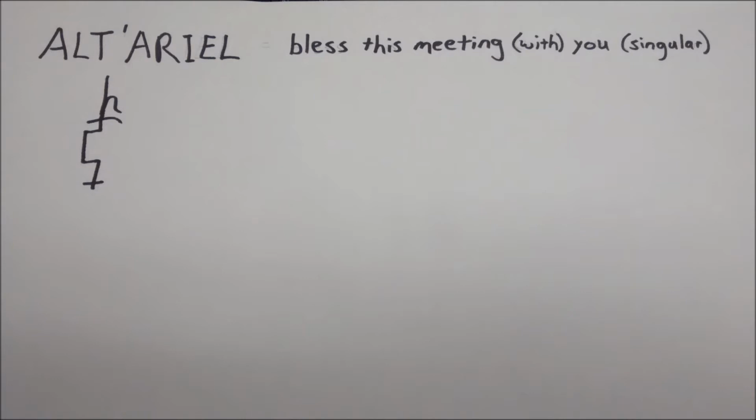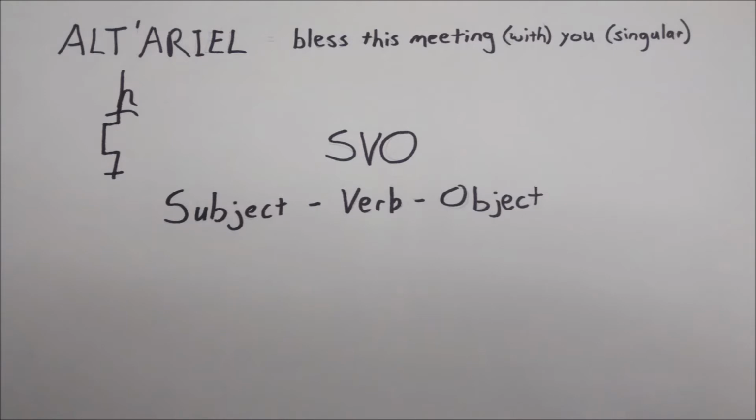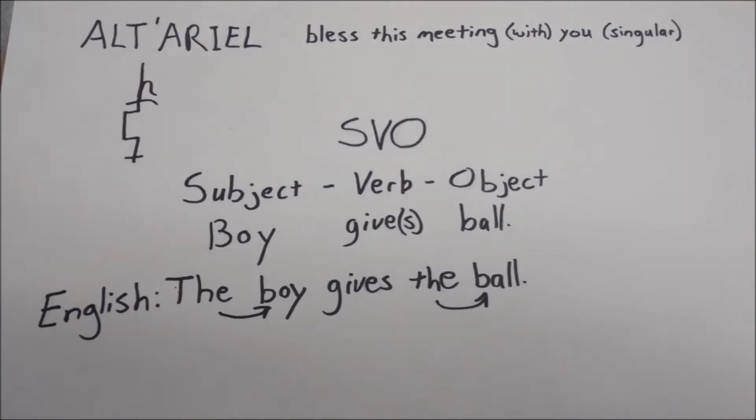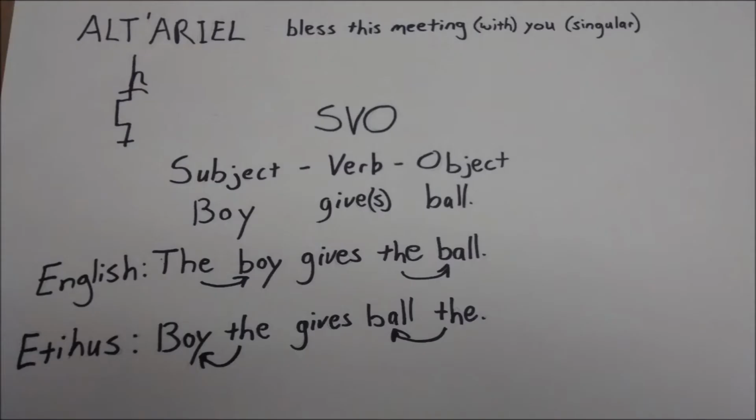To start off, a lot of us know about subject, verb, object order in a sentence, where your subject might be "boy," the verb could be "give," and the object would be "ball." You know, boy, give, ball, or gives ball if you want to be that specific. And then on top of that, you have different articles or modifier words that give some specifics to make it a little more clear. So this is how Etihus works.